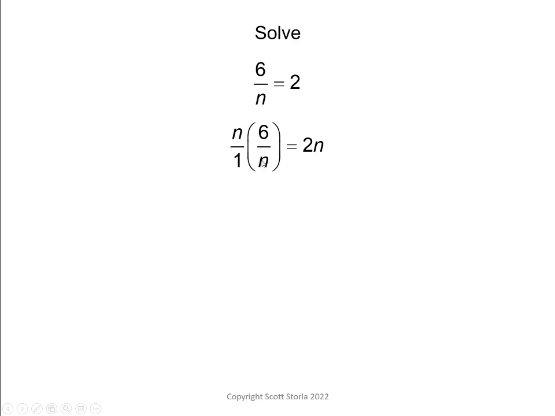That way we can reduce this factor of n to a factor of 1, and the left side will simply be 6. Of course, we have to multiply the right side by n also, but once we reduce that factor of 1, we'll get 2n equals 6, and then we can just divide both sides by 2 and find that n is 3.